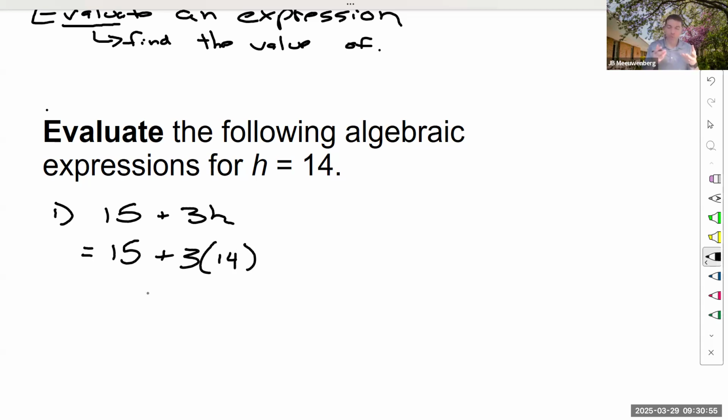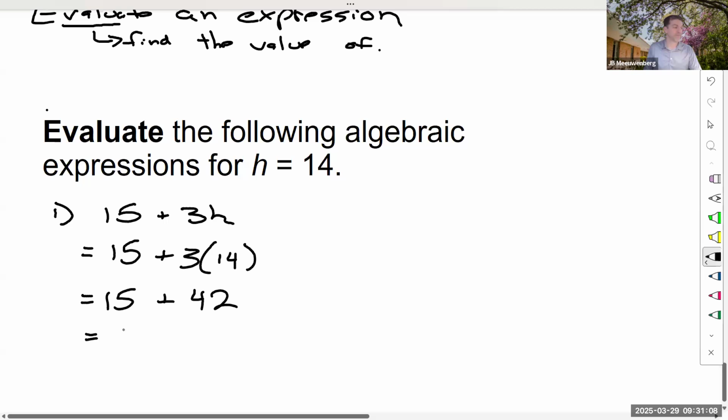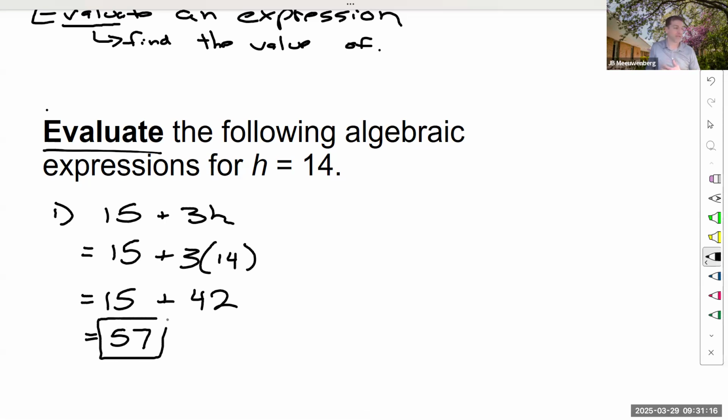We are going to do that here because we're substituting in a number for that variable. Once we've done that, now we'll use the proper order of operations to find the actual value. So it would be 15 plus 3 times 14 is 42, and 15 plus 42 is 57. And so again, when we evaluate, we find the value of that expression. And in this case, it would be 57. You'll be given a value for that variable when you're asked to evaluate.